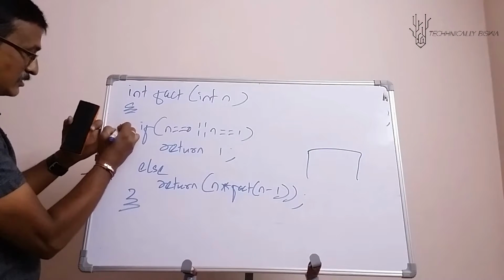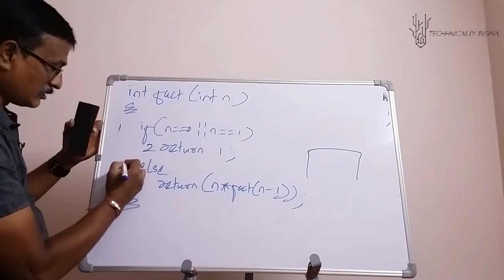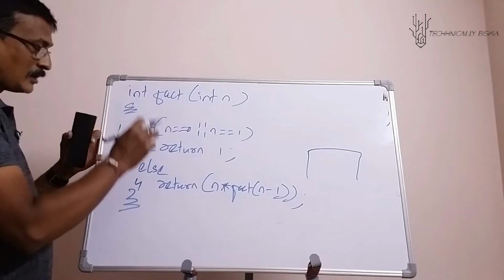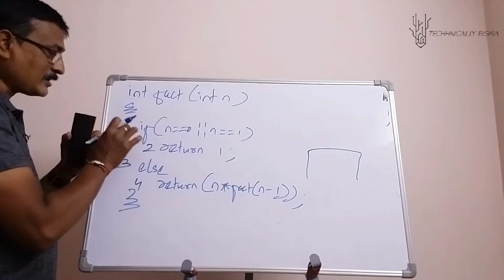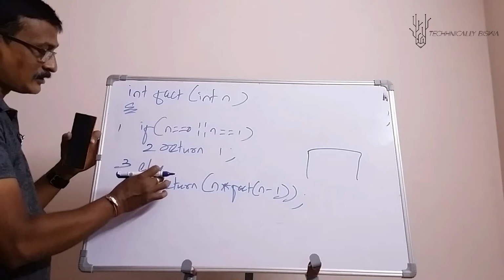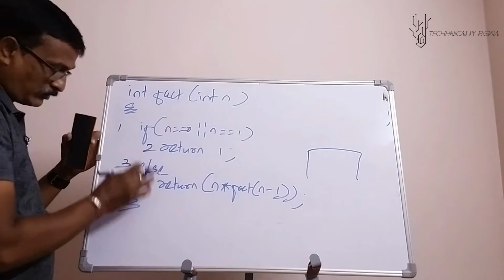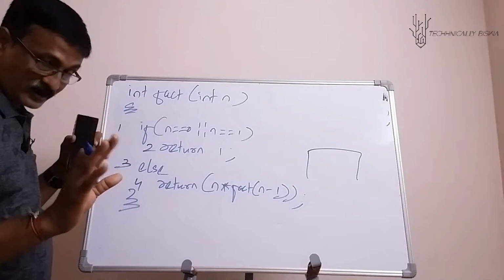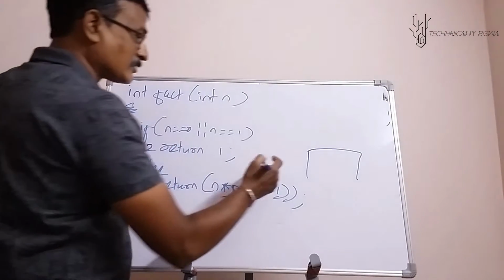Now let's do one thing. This is line 1, this is 2, this is 3, this is 4. If line number 1 is true, line number 2 will be executed. Else, if it is false, it will come to the else part. Line number 3 is reached when it comes to the else part, so line number 4 will be executed. Got this?